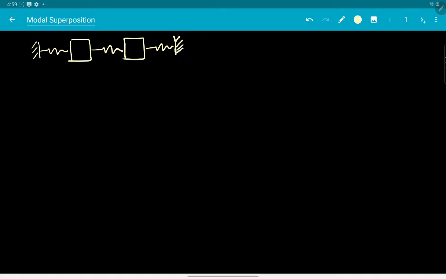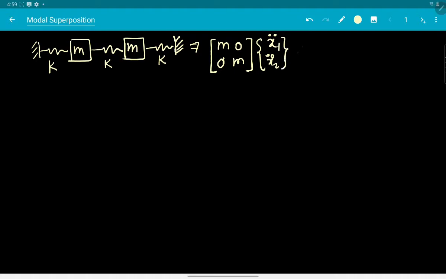We have found the free vibration solution for this. We have considered that the mass of block number 1 as well as block number 2 is identical and equal to m, and the stiffnesses of all these 3 springs are also identical. So when there is no externally applied force, we can write down the equation of motion of the system in this fashion.